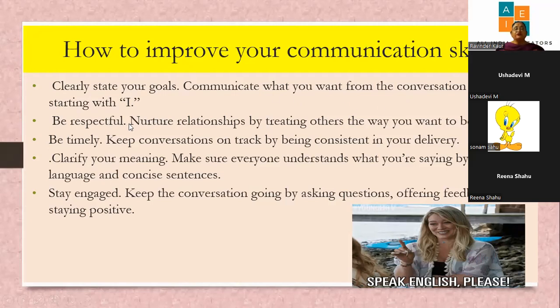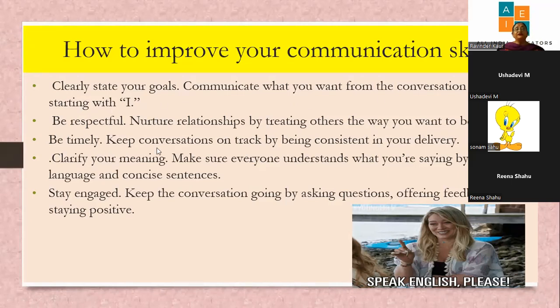Be respectful. Nurture relationships by treating others the way you want to be treated. This is the most important thing to do in life. You want people to treat you with respect. Please give respect to others. Very important. Then only you will receive respect from others.